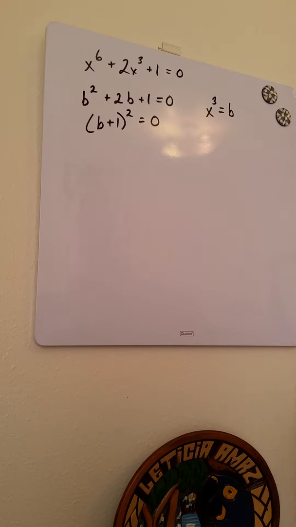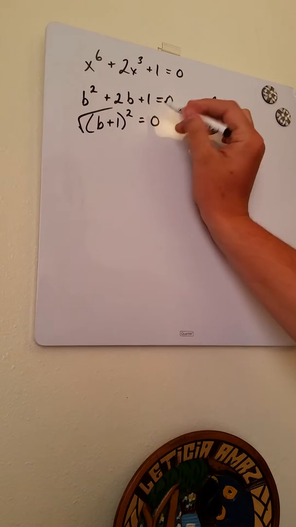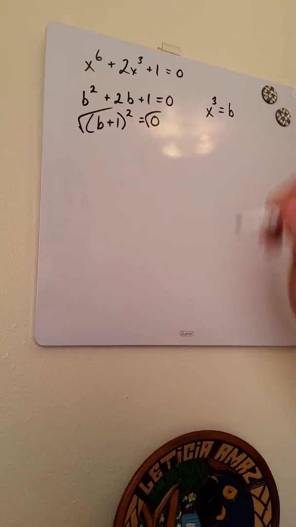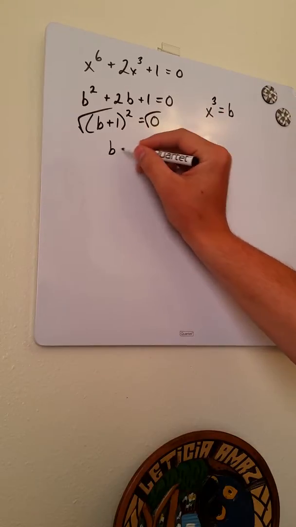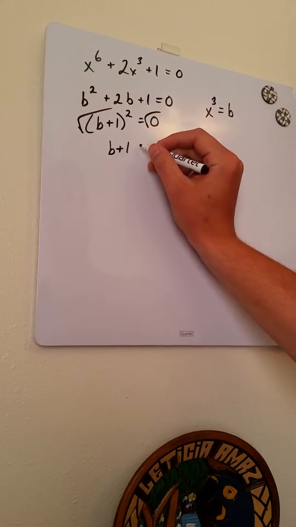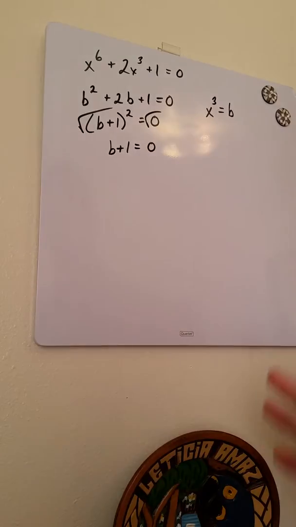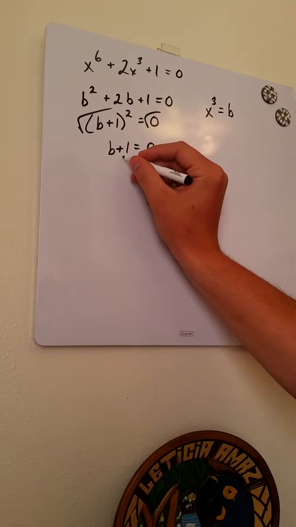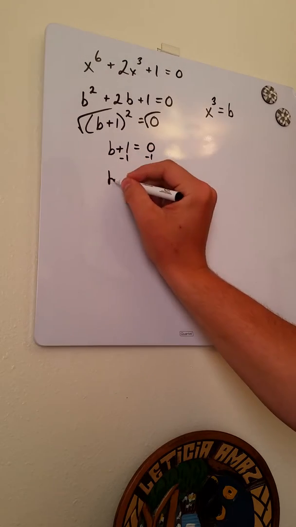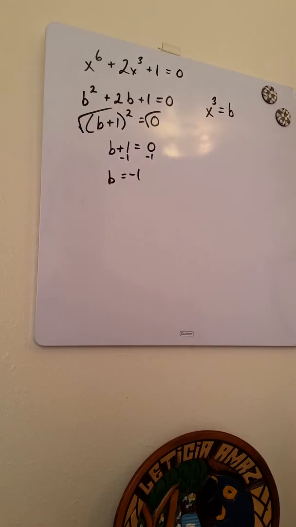Now, if you want to, you can take the square root of both sides. It's not necessary since it's equal to 0, but we'll do it just for the sake of doing it. B plus 1 equals 0. It doesn't need to be plus or minus 0 because 0 is neither plus nor minus. So then we subtract 1 from both sides and we see that b equals negative 1.